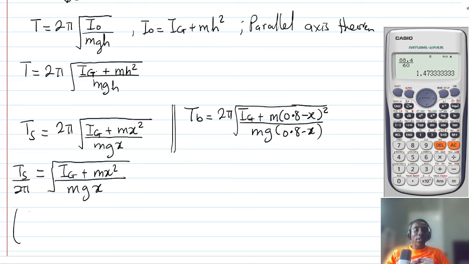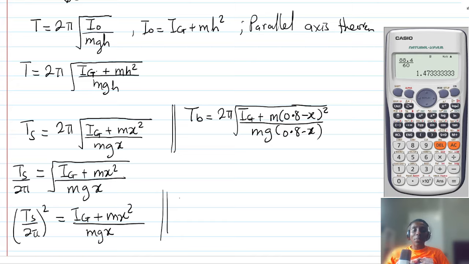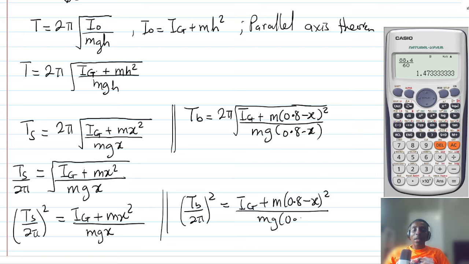Okay, so squaring both sides, (Ts divided by 2π) all squared is going to be what? Ig plus m x squared. If you square both sides, it will take the square root away, and then I have mgx, right? And then when I come here, this one will be Tb over 2π. Then I'll square both sides again, which takes the root away, and I have plus m(0.8 minus x) squared divided by mg multiplied by (0.8 minus x). So that is it, right?